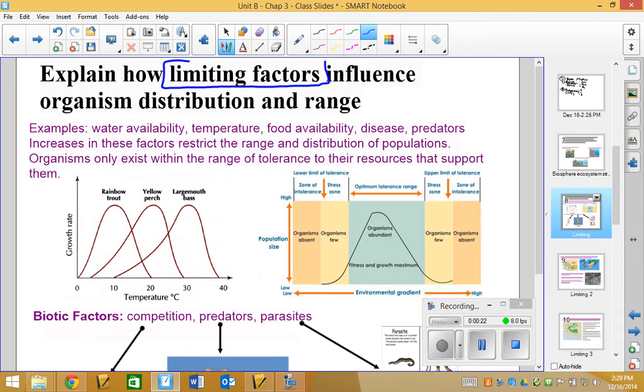So a limiting factor is anything that puts a limit or puts an end on how much an organism can tolerate. And our goal is to explain how this influences organism distribution and organism range. So by distribution and range, we're really talking about where can they actually live.